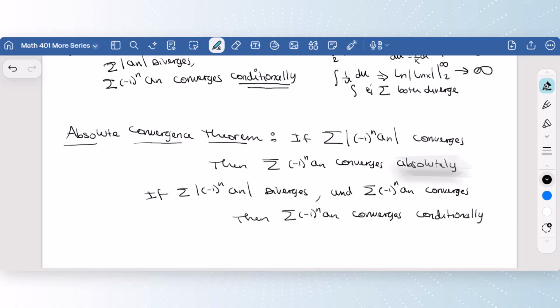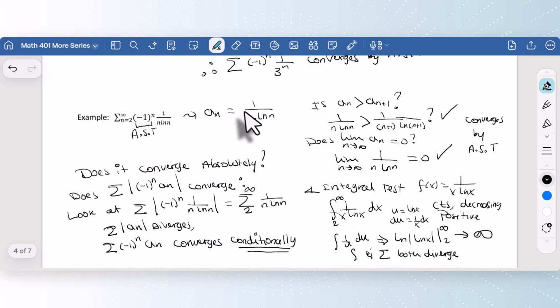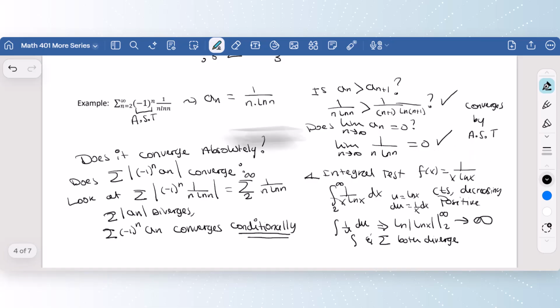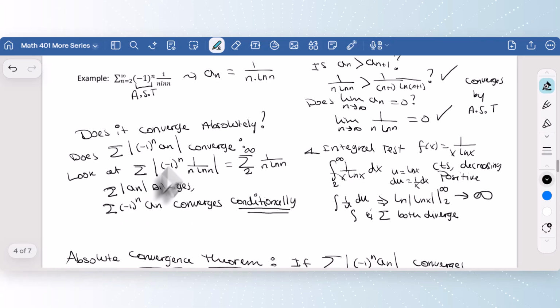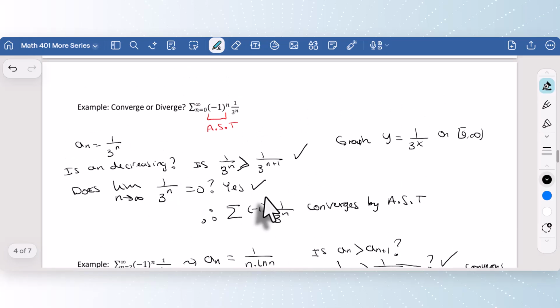So we saw examples of that with the alternating series of 1 over n ln of n. We saw that by the alternating series test, it was decreasing, the limit was 0, so it converges by the alternating series test. But the absolute value did not converge, so the absolute value diverges, and so we say this converges conditionally. Whereas this one up here, when we look at the series as alternating, it converges.